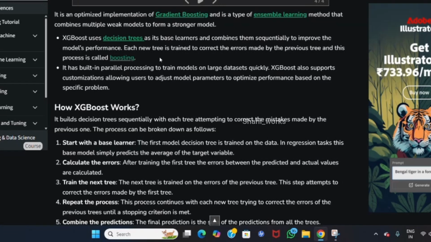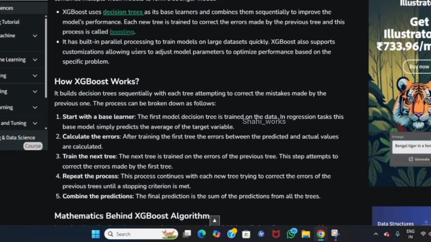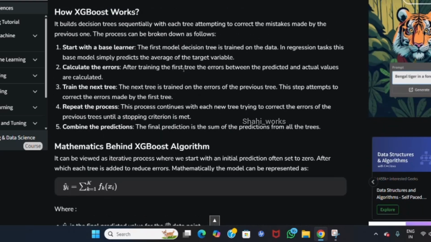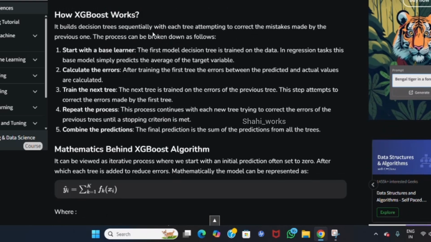XGBoost uses decision trees as base learners and combines them sequentially to improve the model's performance. Each new tree is trained to correct the errors made by the previous tree, so it is called boosting. It has a parallel process for training large datasets quickly. Also, it supports customizations.